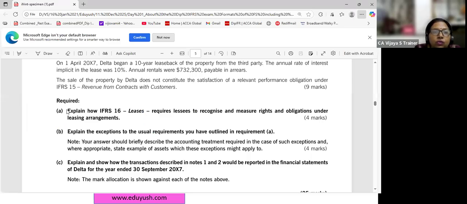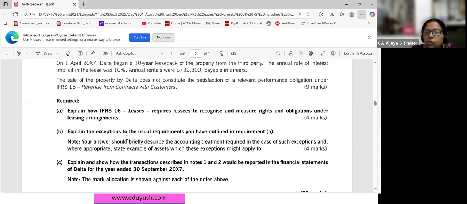Here he clearly says Q13, explain how IFRS leases requires you to recognize and measure rights and obligation. Explain the exceptions. Explain and show how the transactions described in note 1 and 2 would be reported. So very clearly, you know what you have to do.